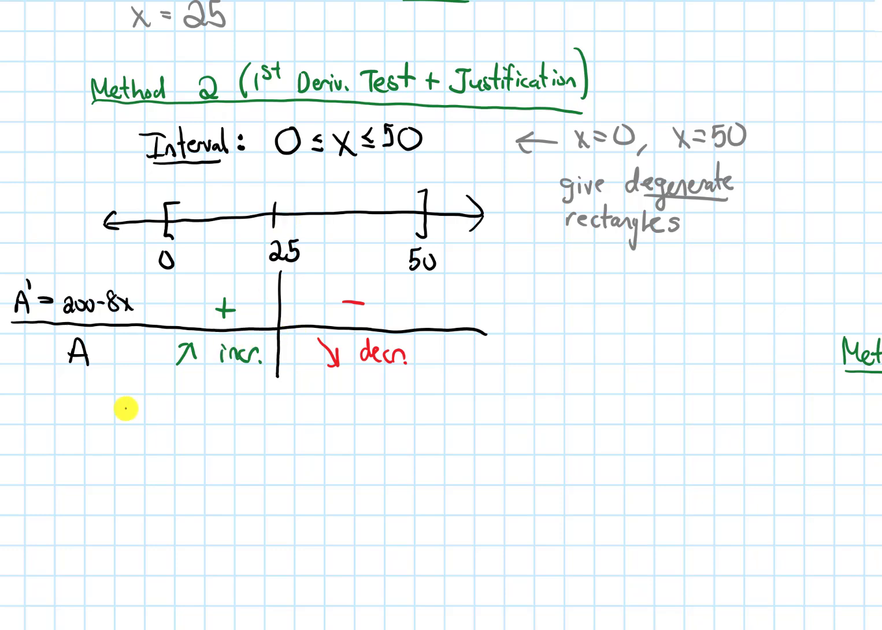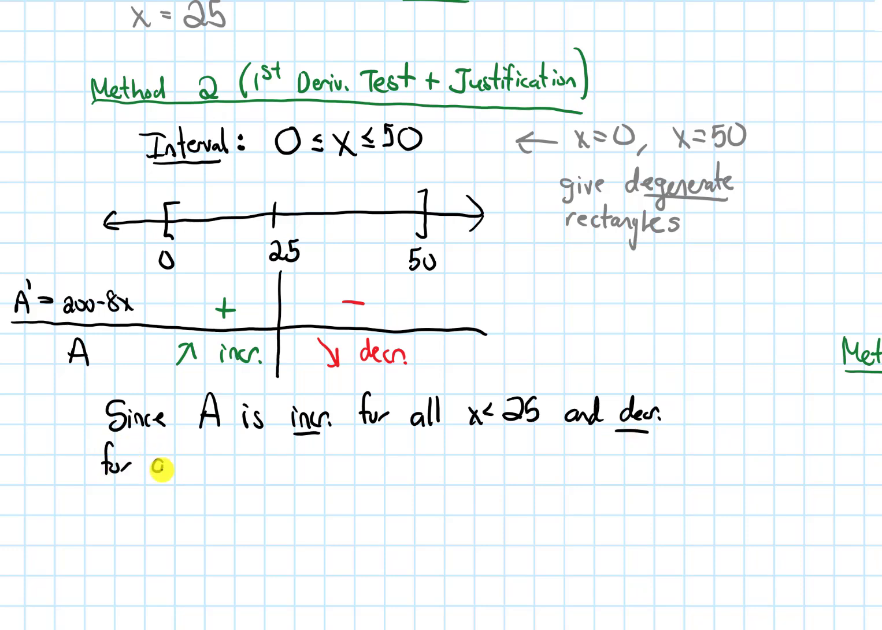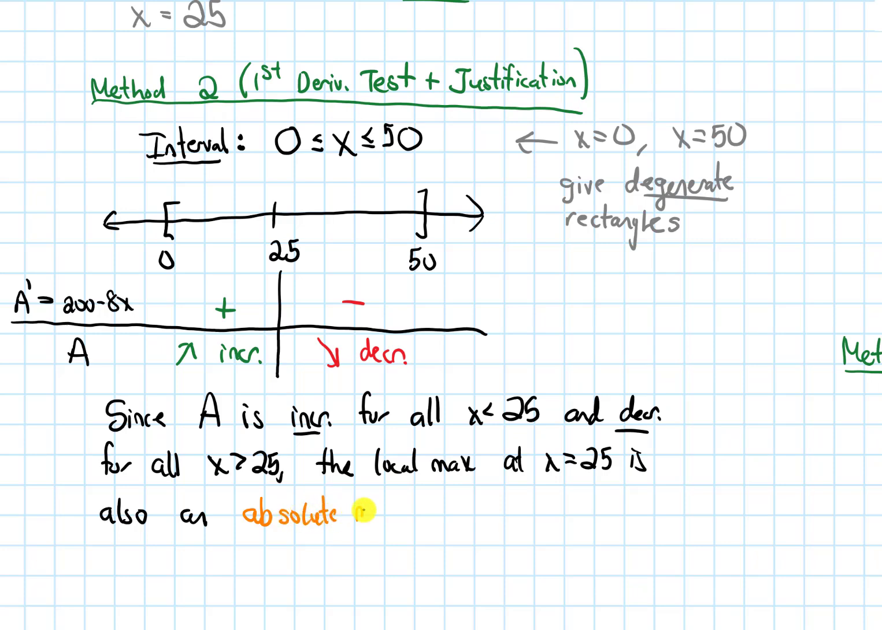So I have to give a little extra justification to explain why that local max is an absolute max. Recall how we do that. I say something like, since A is increasing for all values of x less than 25, and it's decreasing for all values of x that are greater than 25, that will mean that the local max at x equals 25 is also an absolute max.